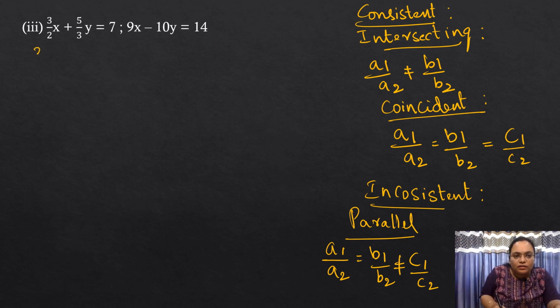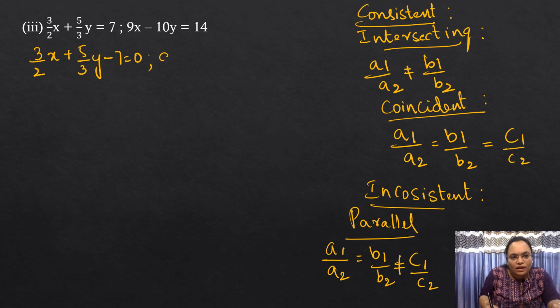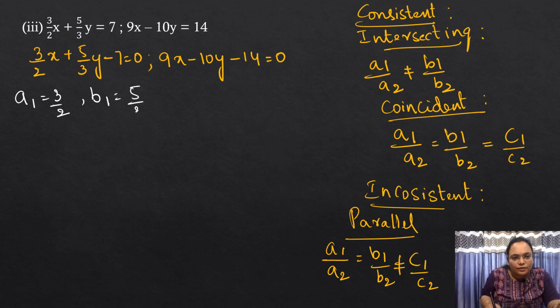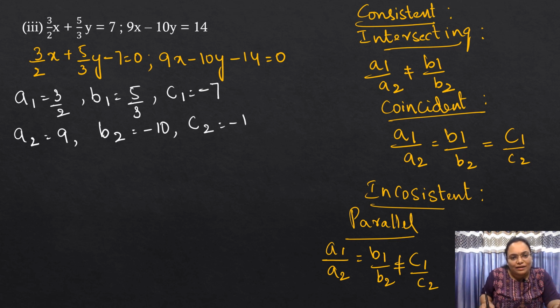Okay? The equation is 3 by 2x plus 5 by 3y minus 7 is equal to 0. I'm just getting it into a general form. 9x minus 10y minus 14 is equal to 0. Now comparing these two equations with general form, you will get A1 is equal to 3 by 2, B1 is equal to 5 by 3, C1 is equal to minus 7. A2 is equal to 9, B2 is equal to minus 10, C2 is equal to minus 14.